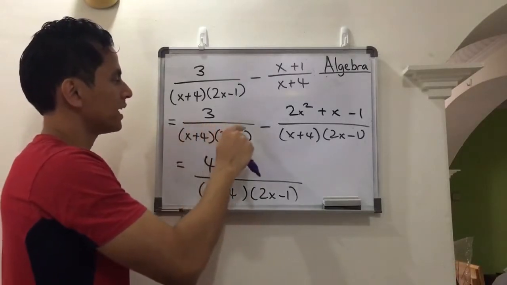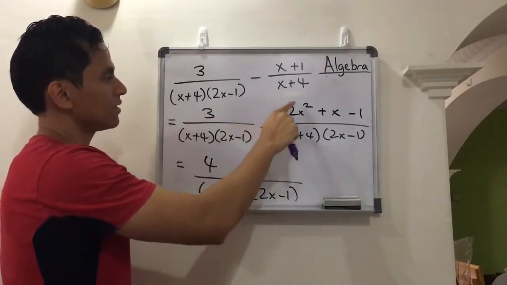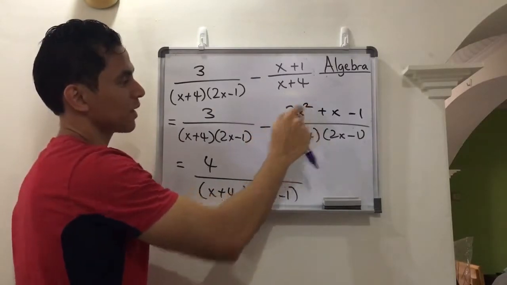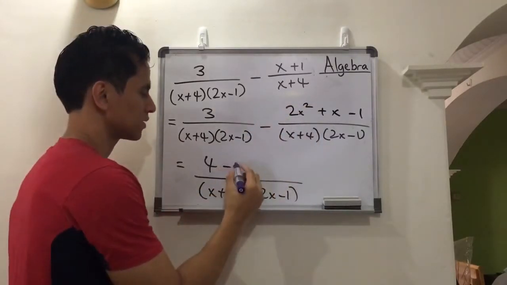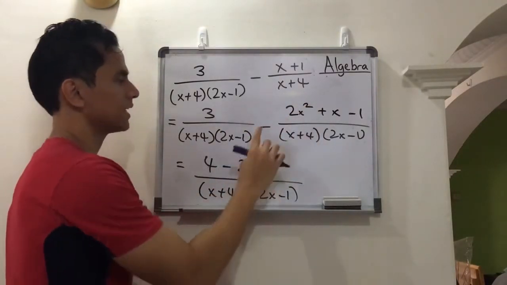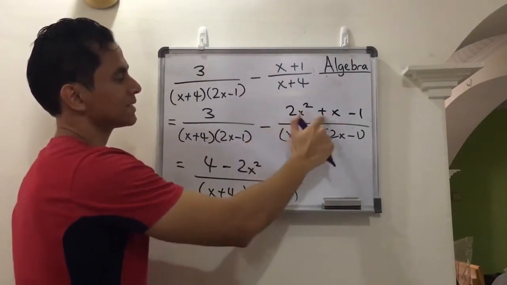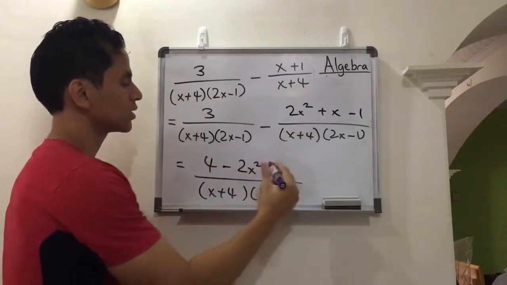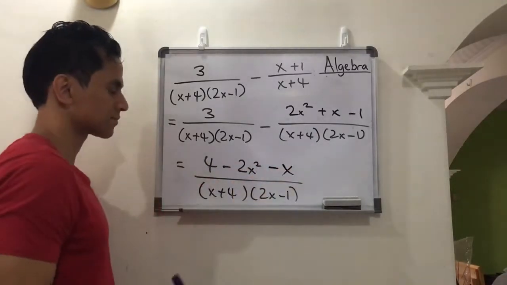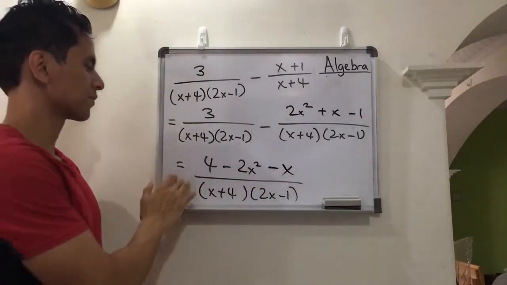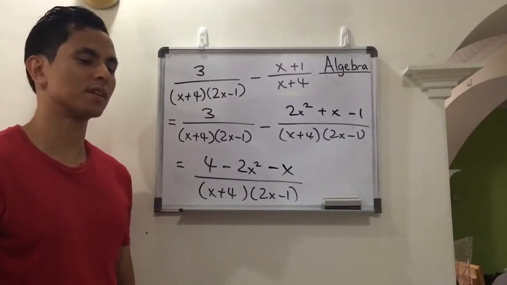So now, and then later on, we're going to have this term, right? So it'll be negative 2x squared. So negative 2x squared. And then here will be negative plus x. So minus plus x becomes just minus. So this becomes minus x. And therefore, we have found our final answer.